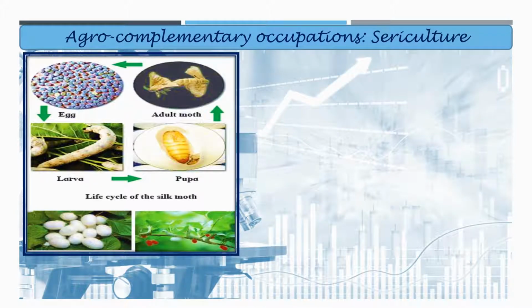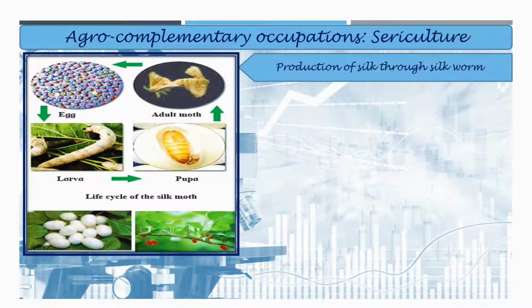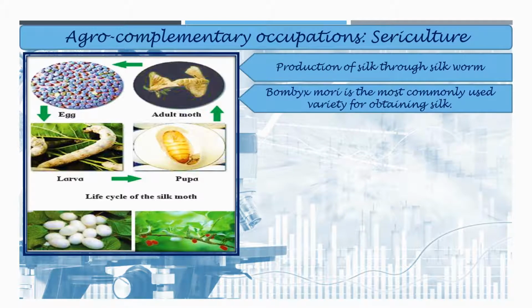Now the third agro-complementary occupation is sericulture. Sericulture is the agro-complementary occupation for the production of silk through silkworms. Bombyx mori is the most commonly used variety for obtaining silk through sericulture practice.